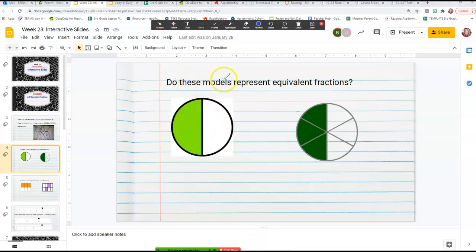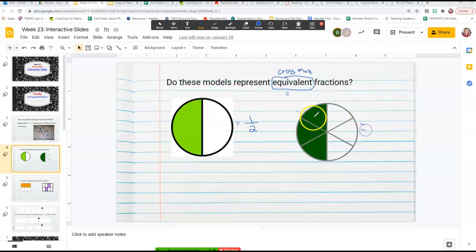So it says, do these models represent equivalent fractions? So I see the word equivalent, which obviously we know equivalent means equal, so they need to be the same. And the word equivalent tells me I'm going to cross multiply. So I'm going to write cross multiply above it. Okay? So over here, I'm going to write my fraction. I have two pieces, which is my bottom number, and one is shaded. So this fraction is equal to 1/2.